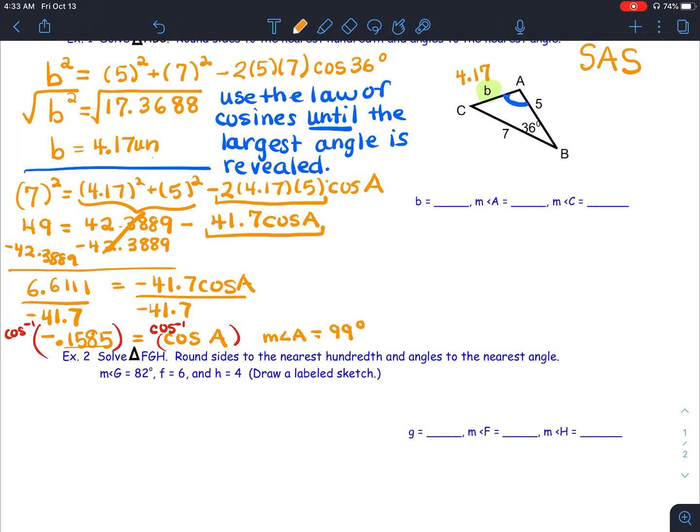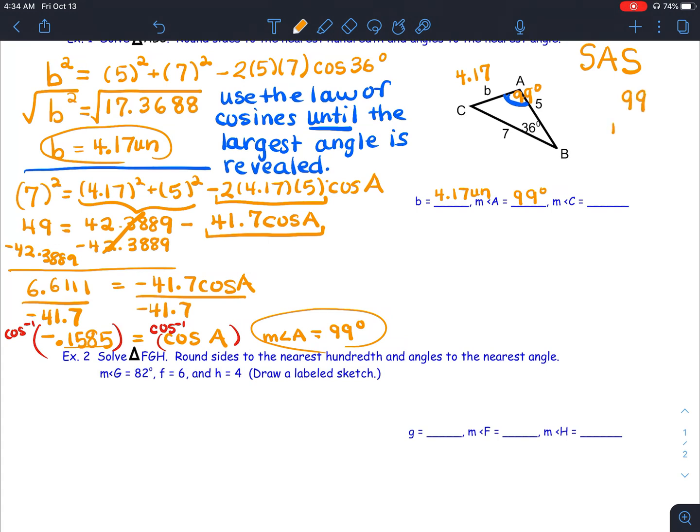Okay, so I should have been writing these missing parts over here on these blanks as I was going. So I'm going to go ahead and circle them. As you find them, always make sure that you add them to your picture. Angle A is 99 degrees. Once we know two angles, we can add the two angles together.